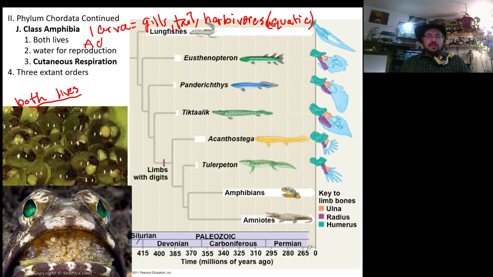Whereas the adult amphibian generally shows some degree of lungs. They have body-supporting limbs.